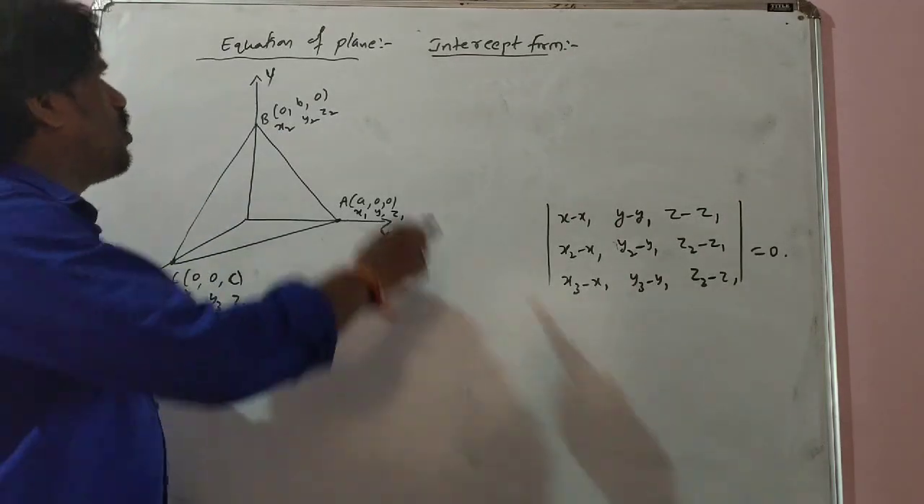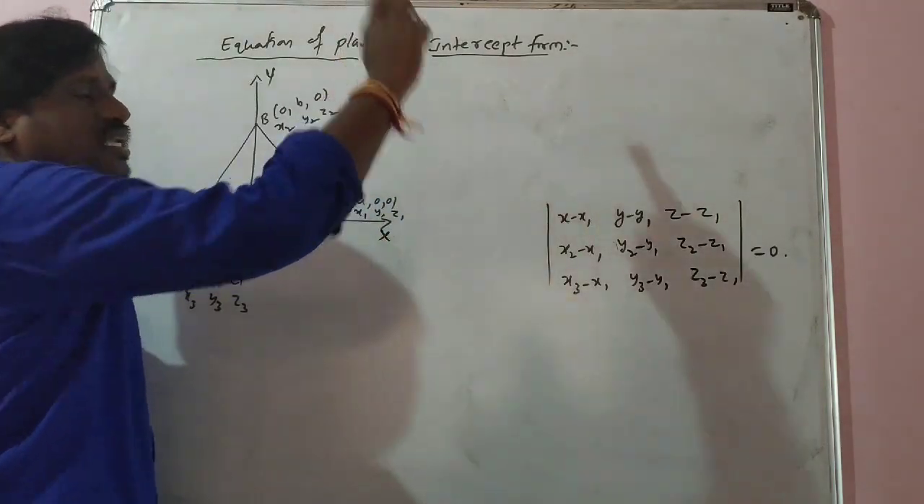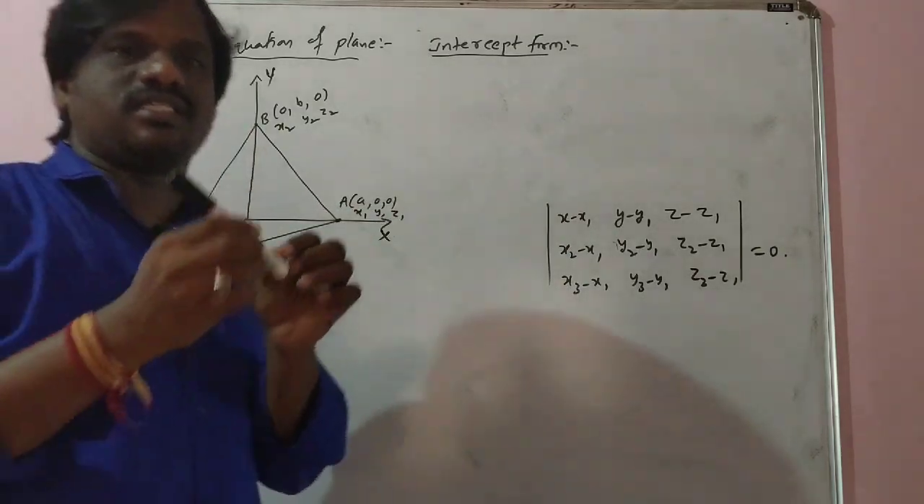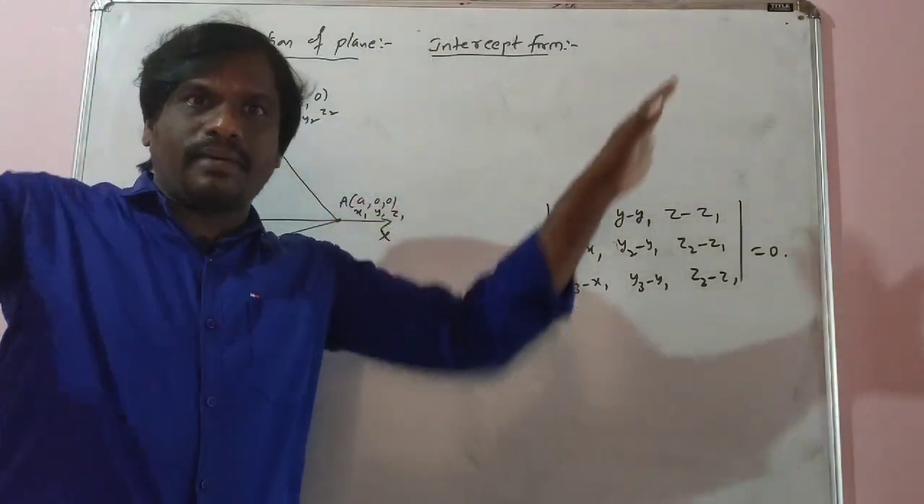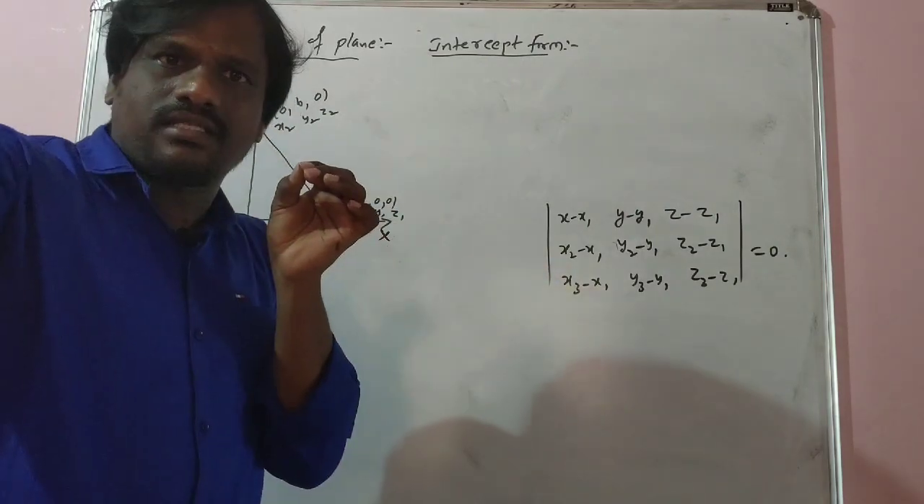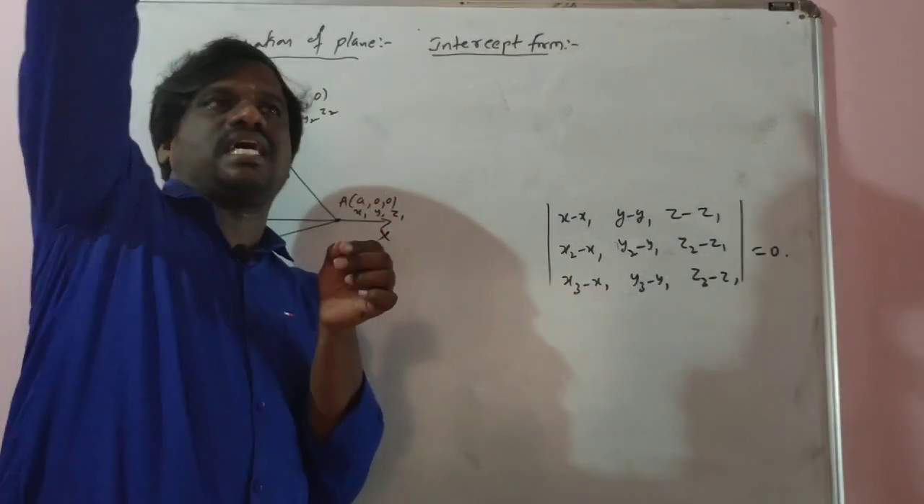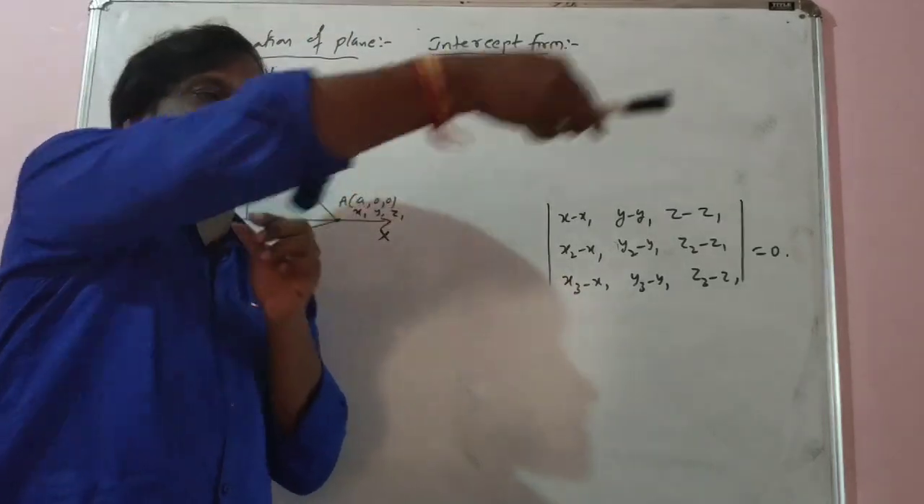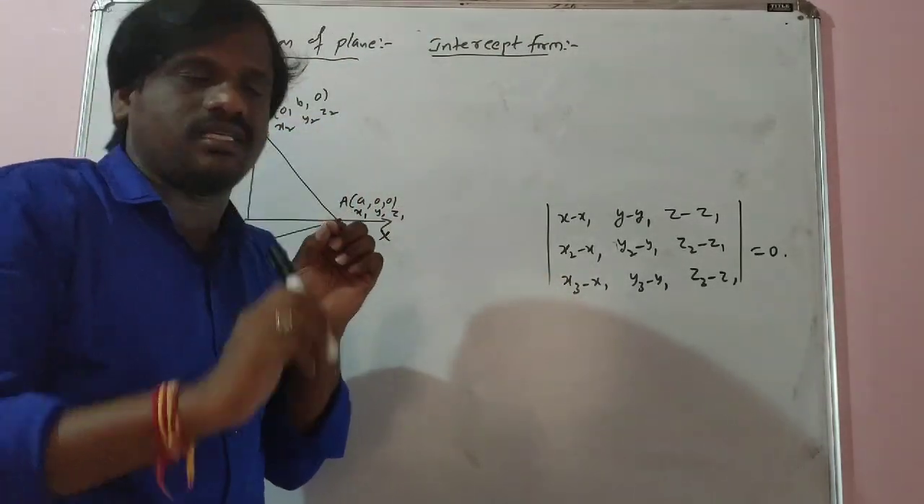Friends, let us see here. Now we are going to learn the equation of the plane, the intercept form of a plane. What you have to understand is there is a plane in this space. There is an x-axis, y-axis and z-axis. You can take anything: this is the x-axis, this is the y-axis and this is the z-axis.